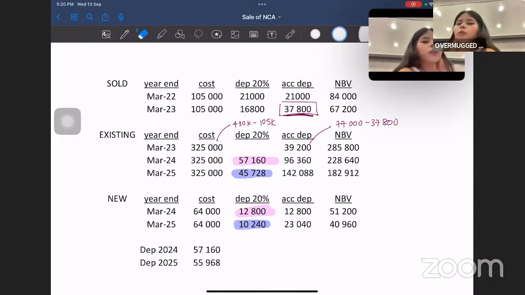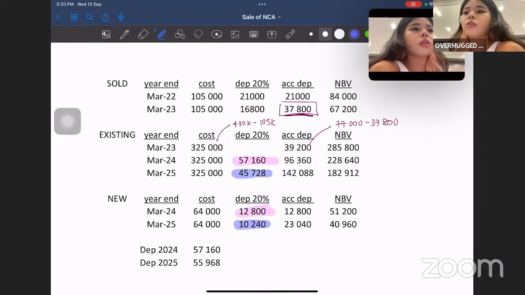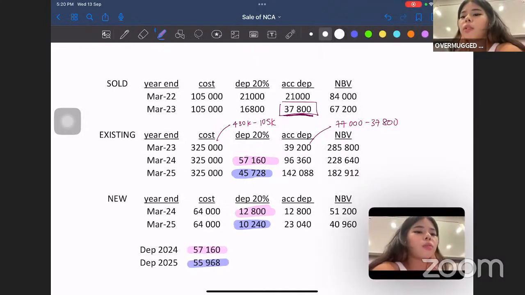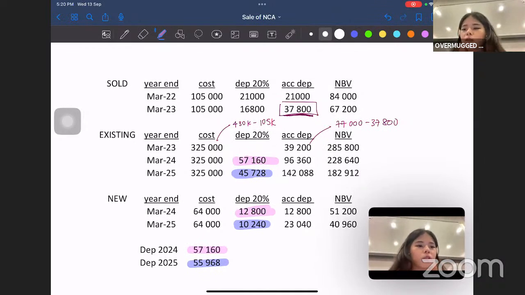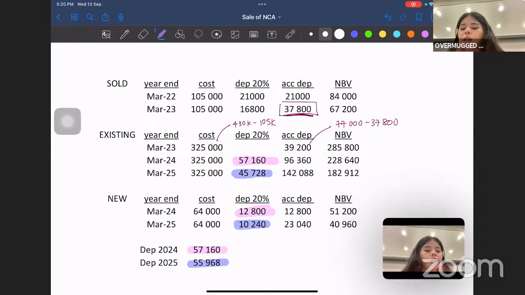Okay, so this should be what you get. The purple one should be this if you add them up, and the pink one should be this if you add them up. So everything is actually very neat and tidy.